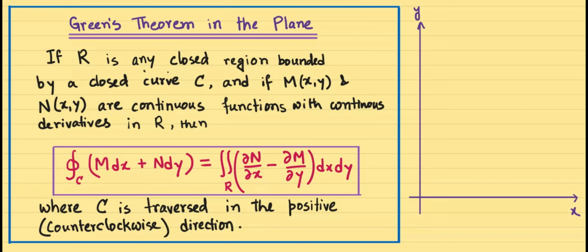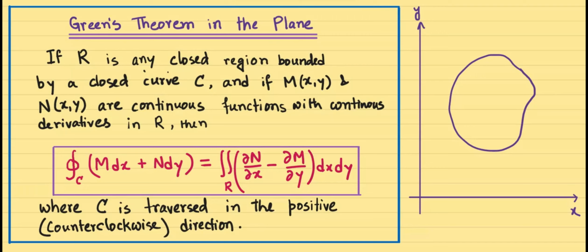So first it talks about a closed region. It doesn't say anything else, so we are assuming that we can take a region like this and it is bounded by a closed curve. Of course, this region in the plane is going to be bounded by a closed curve, and I'm assuming it's a smooth curve, and it tells us that two functions are defined on the plane.